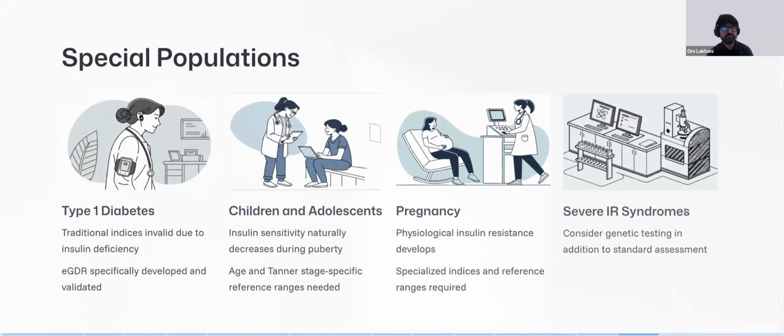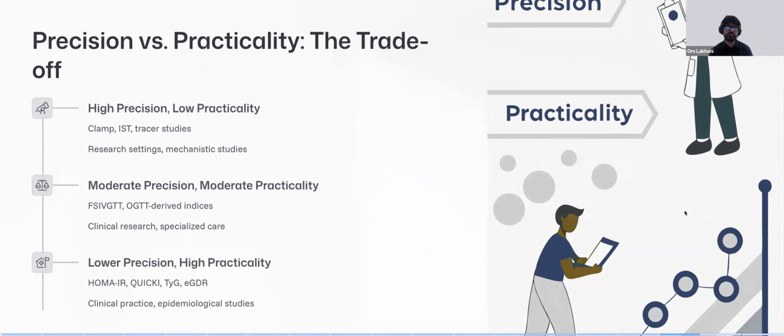Okay. In special populations, of course, type 1 diabetes, eGDR was actually specifically developed for type 1. In adolescents and children, we don't have the cutoff value, so you should probably not be using it in this condition. In pregnancy also, we don't have a cutoff, so you should not be using it in this condition. And in severe insulin resistance syndrome, it's better to do genetic tests rather than looking at these parameters, because this will not tell you much about it, right?